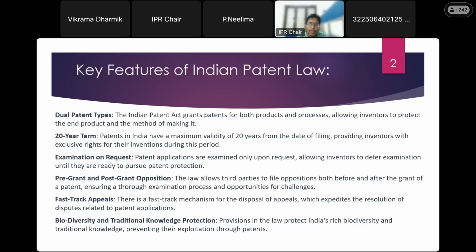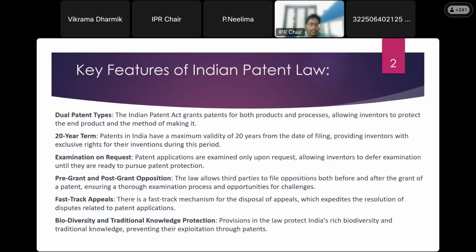I need to mention that the moment you file a patent, it will be published after 18 months automatically. After that, you need to request for the examination. Why? Because patent applications are examined only upon request, allowing inventors to defer examination until they are ready to pursue patent protection. That means it cannot be extended infinitely. It is 48 months from the priority date. I'm repeating, it is 48 months from the date of priority.